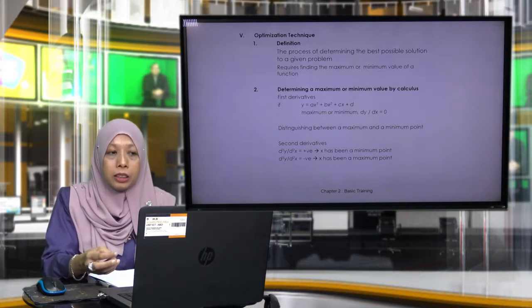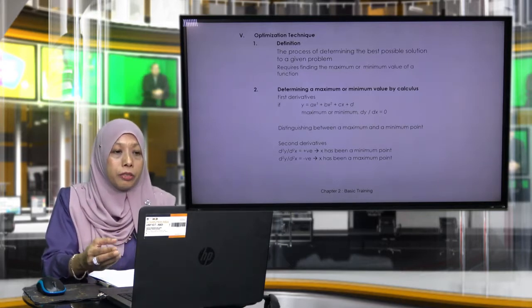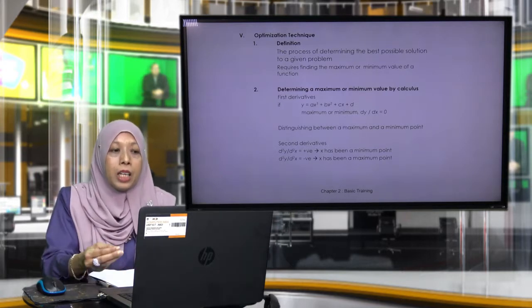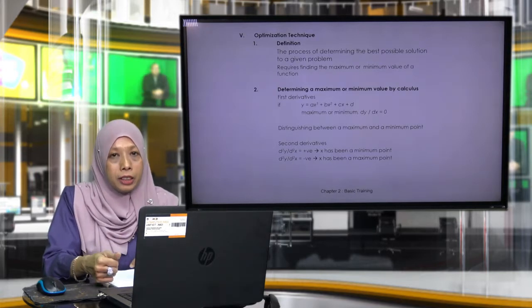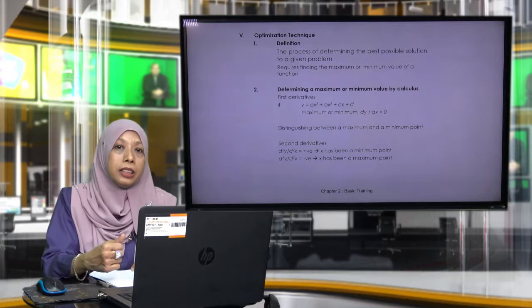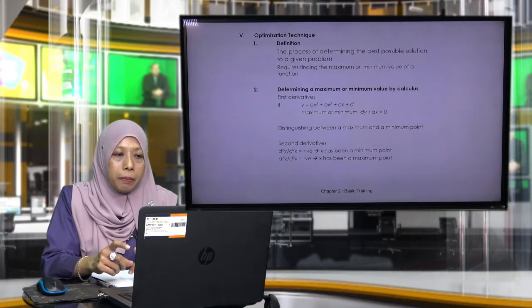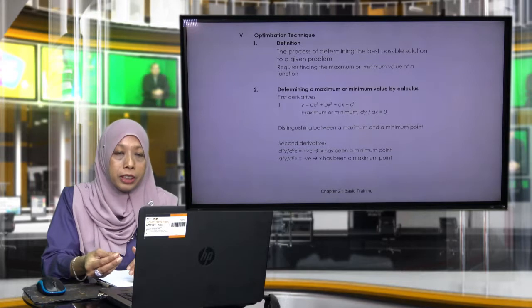So in calculus, to find the optimal values, you are required to find the maximum or a minimum value of a function. So how do you find a maximum or a minimum value? There are 2 steps actually. The first step, you need to find the first derivative function. Once you are able to find it, you need to set the function equal to 0. That will give you the optimal value.